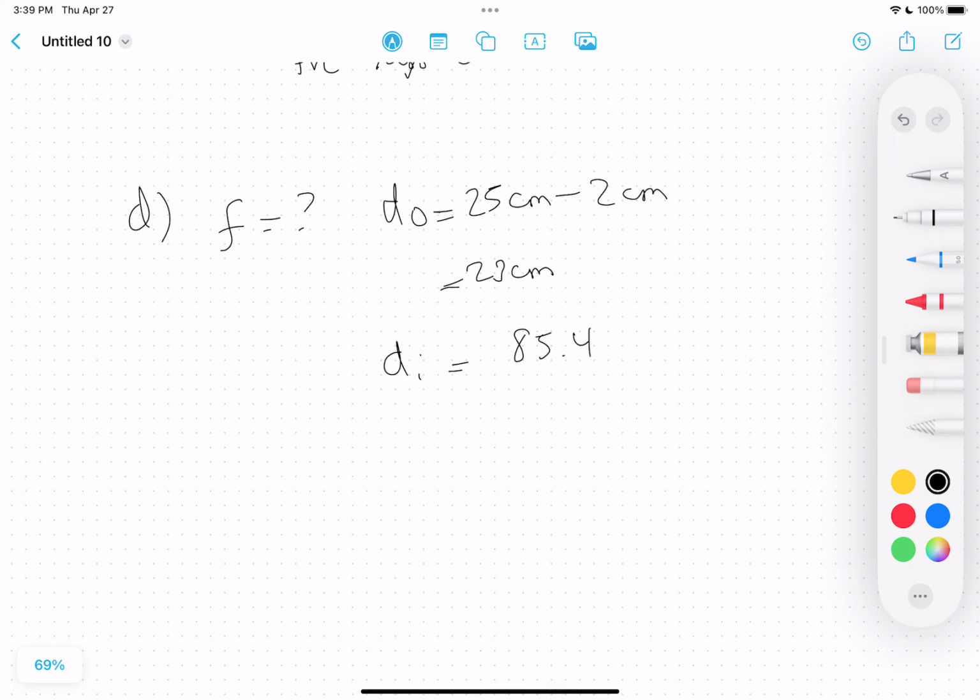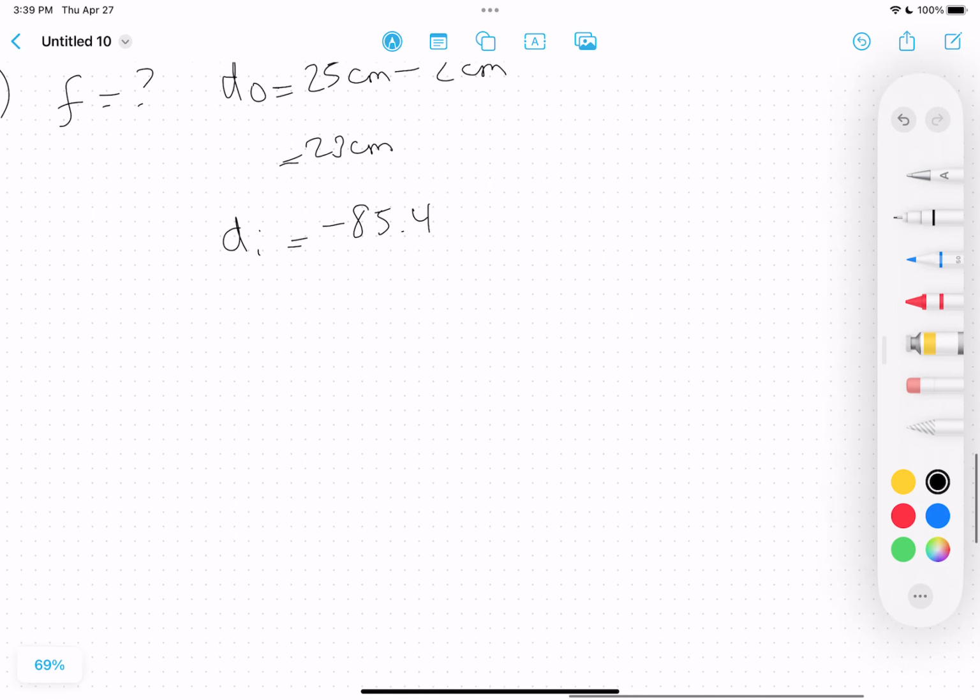So our 85.4 centimeter distance for the image is actually negative 85.4, because we know now that it's a virtual image. You can't have an image formed on the same side as an object for a converging lens unless it's a virtual image. So yeah, go ahead. Did you have a question? Yes.